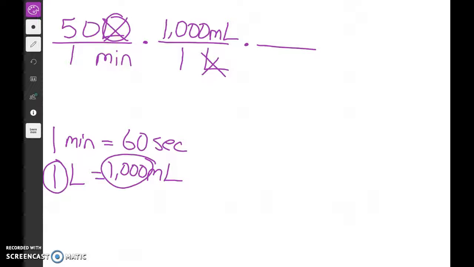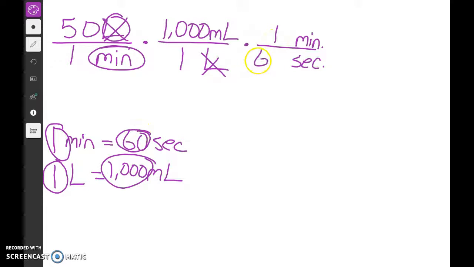Next, we want to get the minutes to cancel out. Since there's minutes on bottom, we put minutes on top, and we're going to put seconds on bottom. We know that 1 minute is equal to 60 seconds, so we write 1 beside minute, and 60 beside seconds. Here, minutes will cancel out, and that leaves us milliliters per second, which is what we wanted to convert it to.